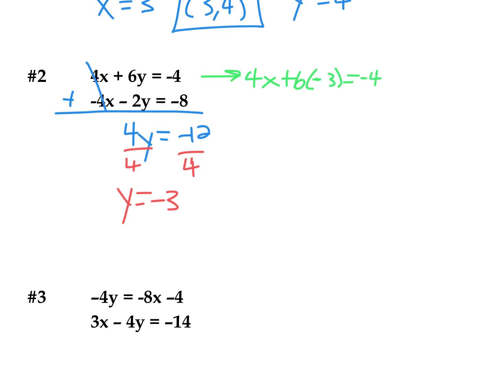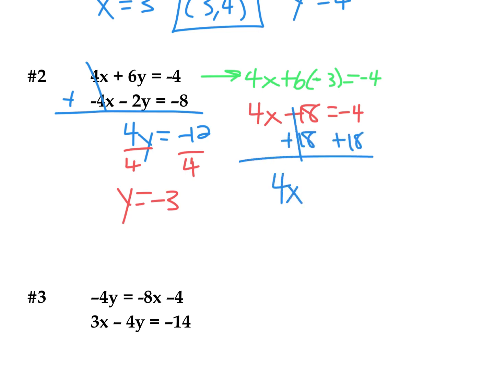And I'm just going back to substitution, right? I'm replacing a variable with the value that it's equal to. So that gives me 4x minus 18 equals negative 4. And then I can add 18 to both sides. So when I add 18 to both sides, I get 4x equals 14. And now when I divide by 4 on both sides, I'm going to get x equals, and it's a decimal or a fraction, it doesn't matter, it's 3.5.